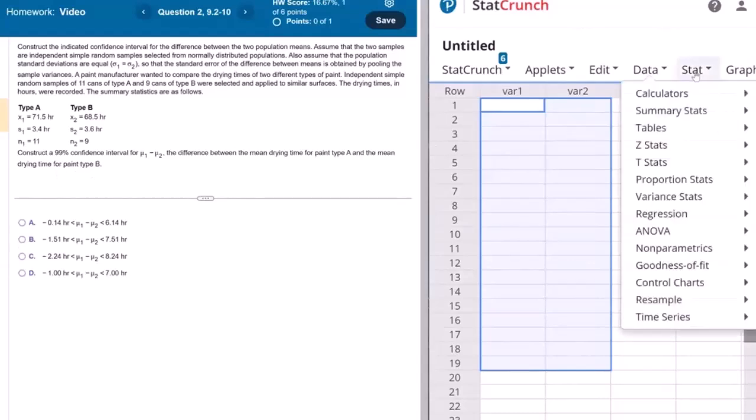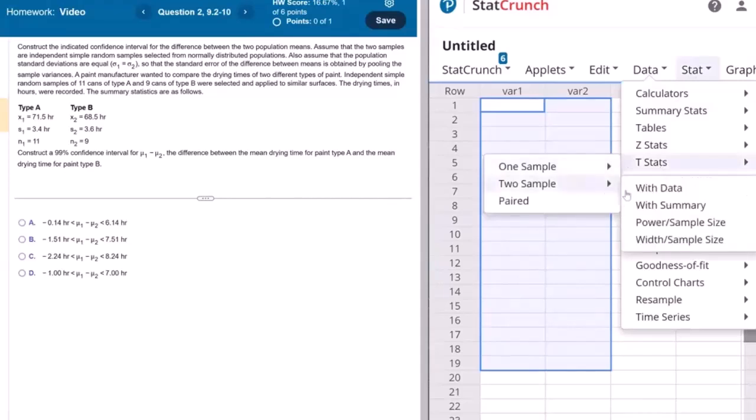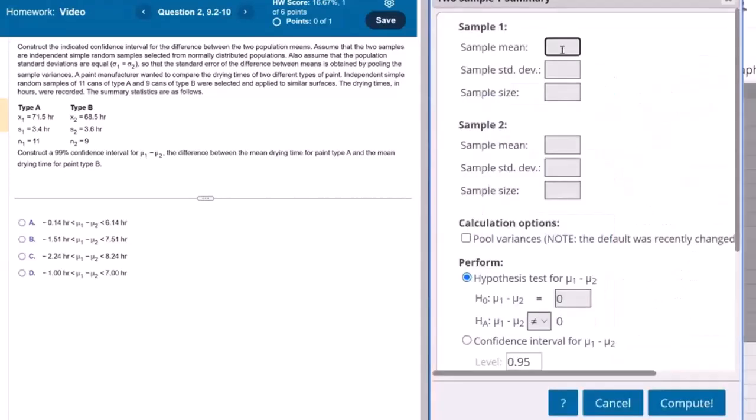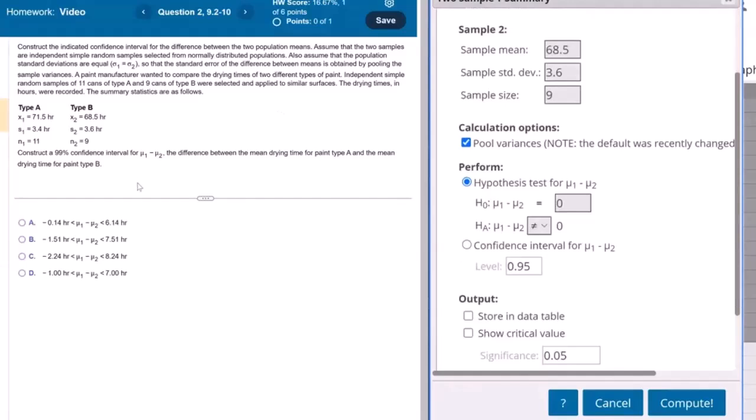Go to Stat, T-Stat, two sample with summary, and I put my information in. For sample 1, my mean is 71.5. My standard deviation is 3.4, and my sample size is 11. For B, it is 68.5, 3.6, and 9. We select pooling, and we're looking for a confidence interval.